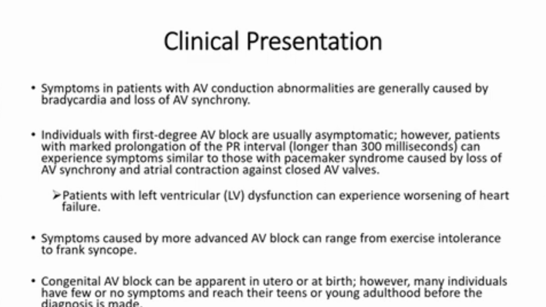So we discussed whether it's congenital or acquired, and we mentioned examples of it, and we said it's AV node or His-Purkinje. Clinical presentation is a very, very important determinant of what the next treatment is for this patient.